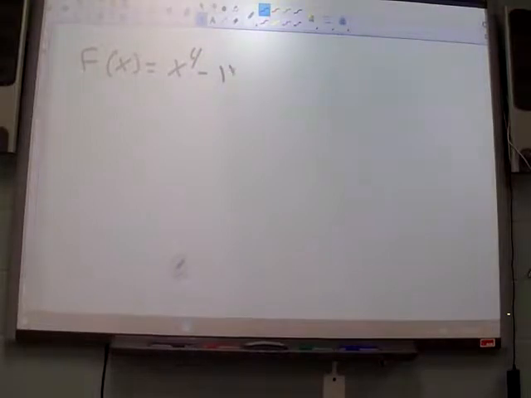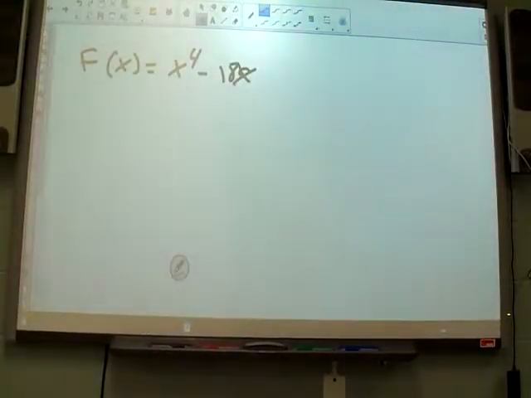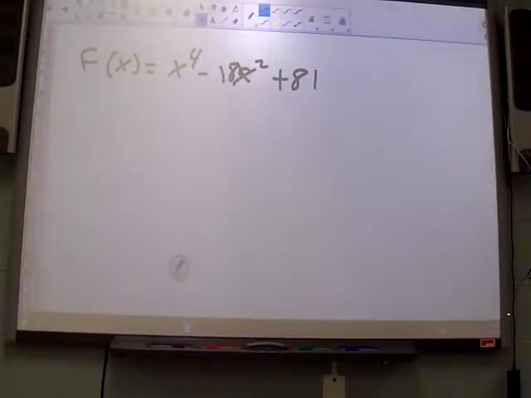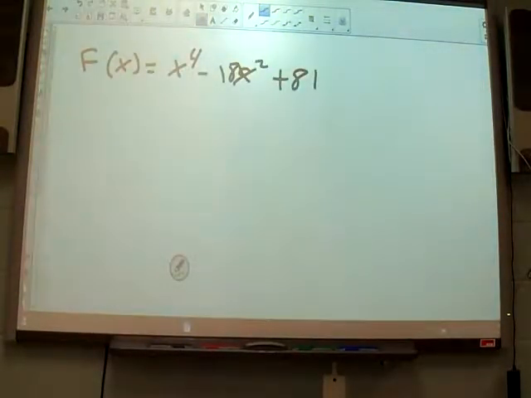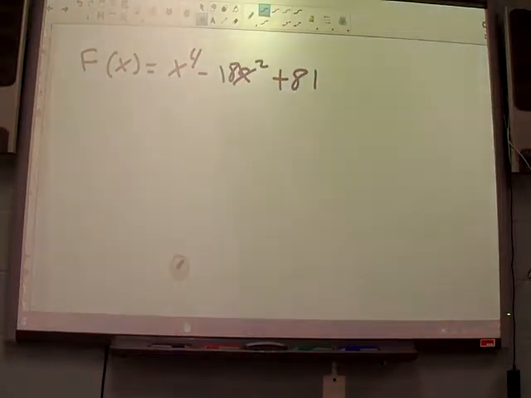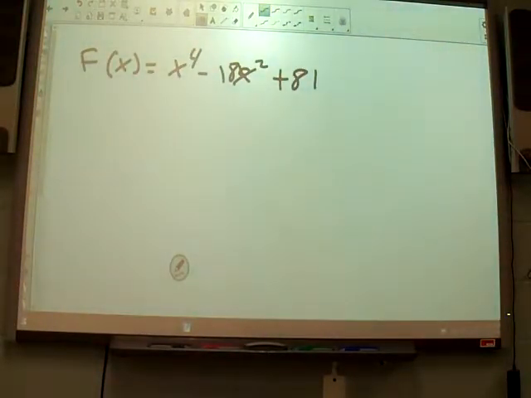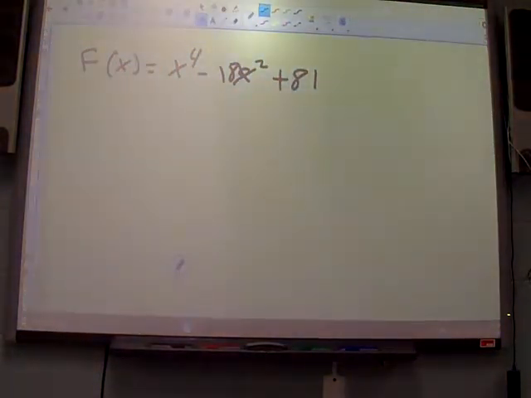Okay, this one is very, very similar to that last one that we did together. x to the fourth minus 18x squared plus 81. I want you to try that one by yourself. x to the fourth minus 18x squared plus 81. Try it. Check it with your neighbor.